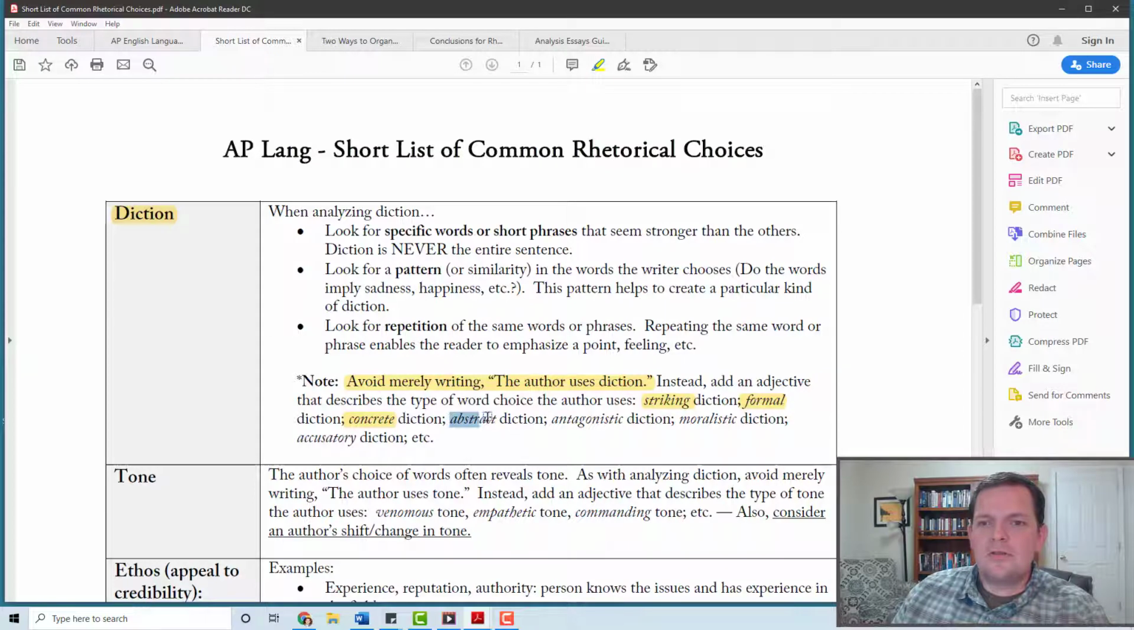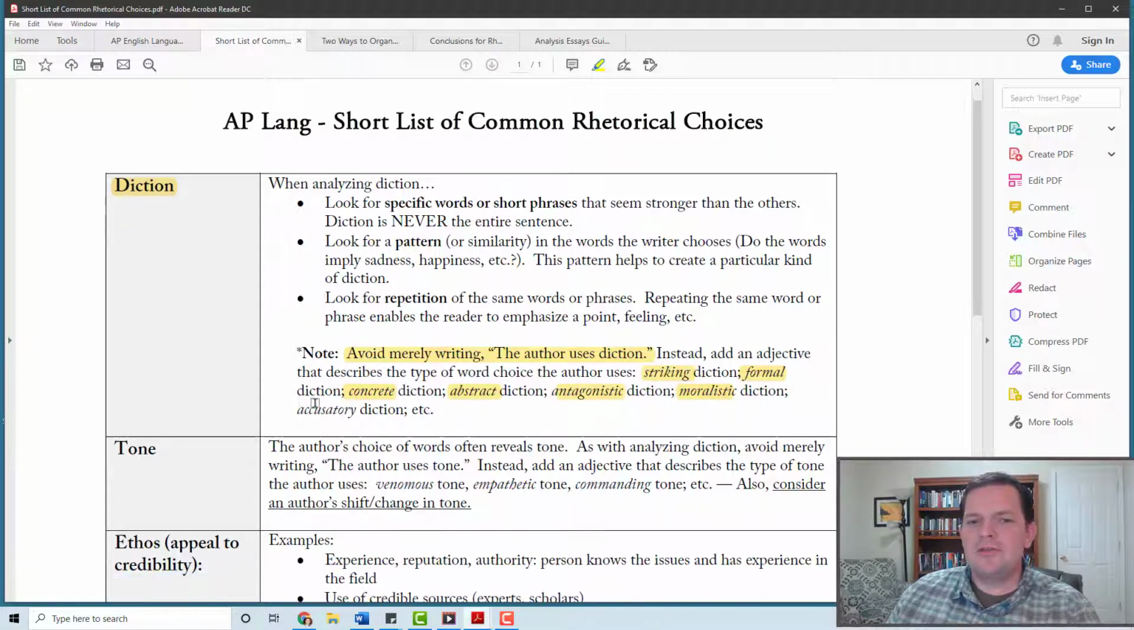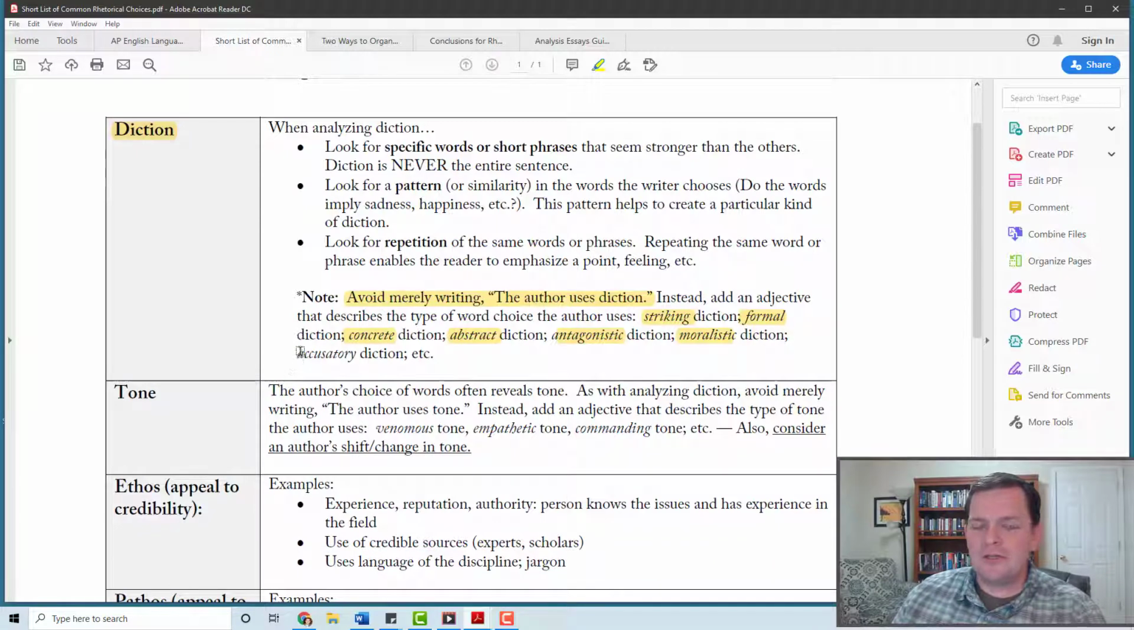Abstract diction can be a little vague. Antagonistic diction, moralistic diction, it's a good one. And so these are just some other things. Accusatory diction and so forth. Okay, so let's talk about a few other pointers here.